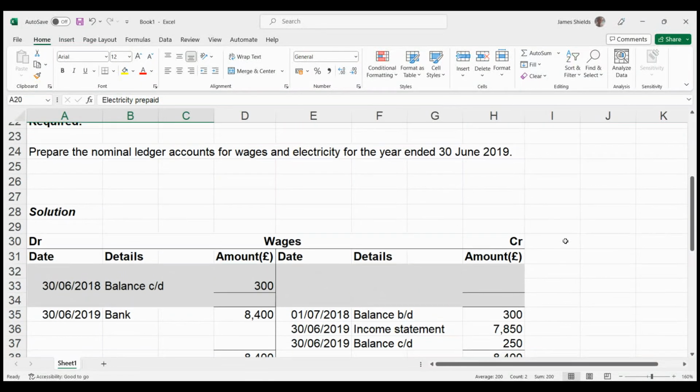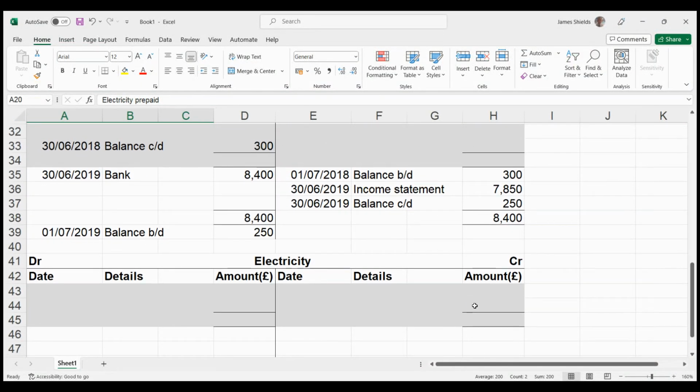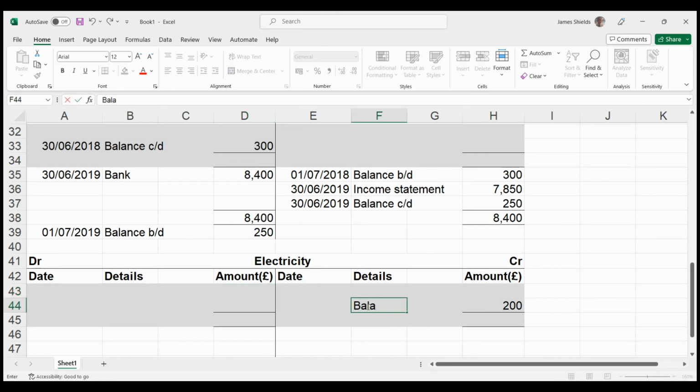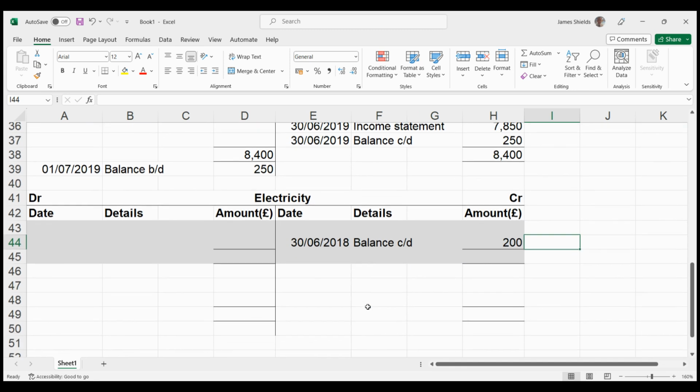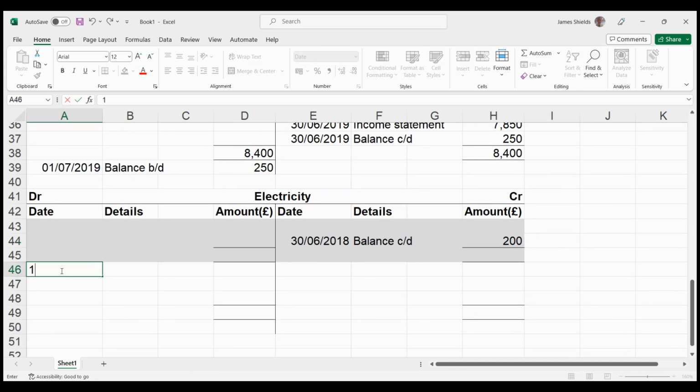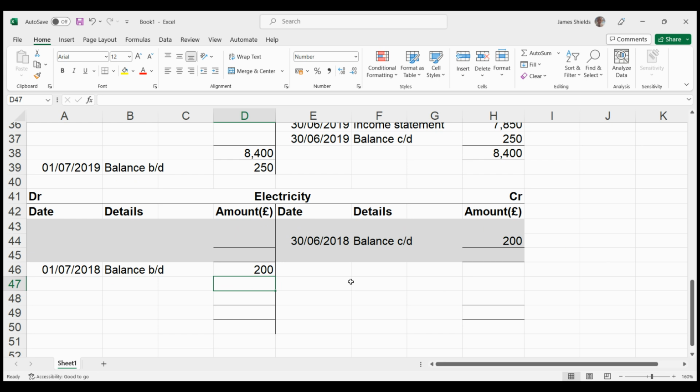So if it's prepaid, I'm going to have it on the credit side at the end of the year because it reduces the amount on the debit side. So we're going to have balance carried down. The end of the year was the 30th of June 2018. Now remember, this is done purely for my workings out. So if it's carried down on the credit side last year, and the start of our year, which is our answer, which will be the 1st of July 18, it's going to be on the opposite side, so it's balance brought down of £200. So that's the first bit.